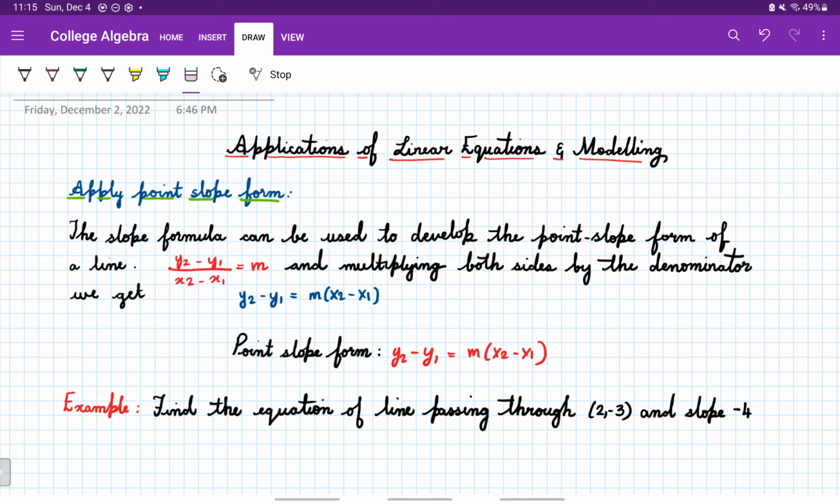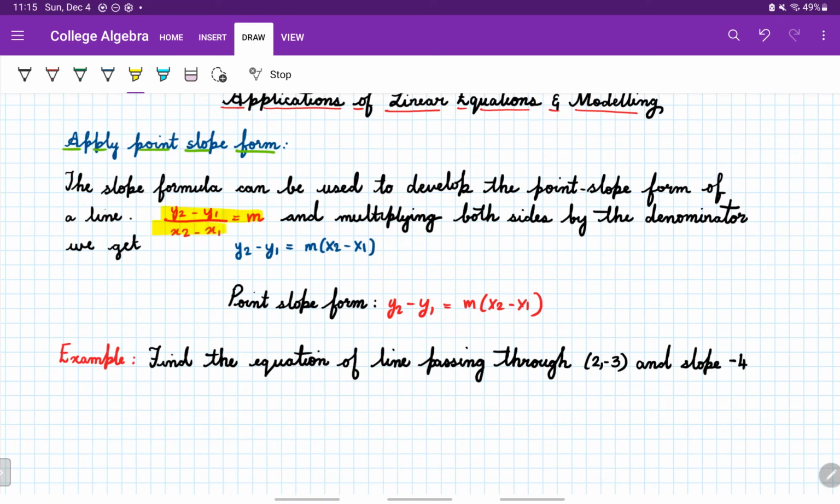Okay, let us begin. The slope formula can be used to develop the point-slope form of a line. If you recollect, m, which is our slope, is y2 minus y1 over x2 minus x1, which is essentially rise over run, or change in y divided by the change in x. Now, when we multiply both sides by the denominator, we get this equation, which is the point-slope form.